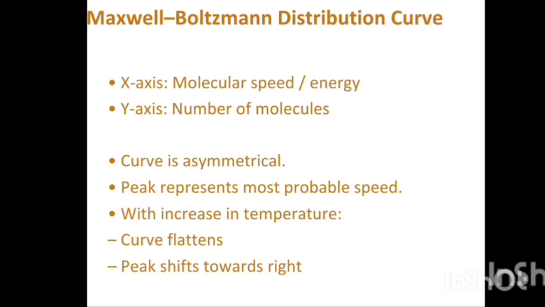Maxwell-Boltzmann distribution curve. X-axis: molecular speed or energy. Y-axis: number of molecules. The curve is asymmetrical. Peak represents most probable speed. With increase in temperature, the curve flattens and the peak shifts towards the right.